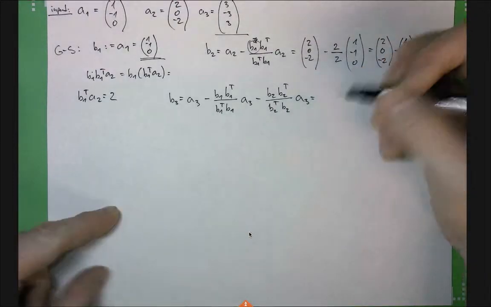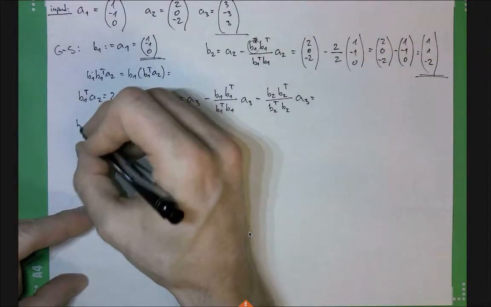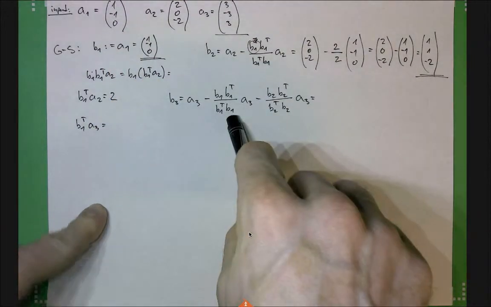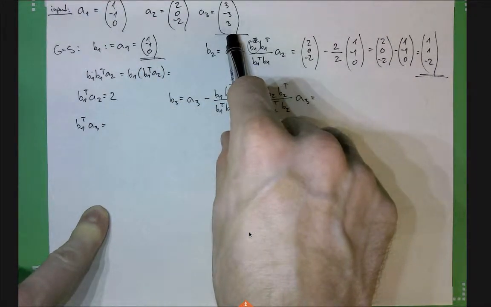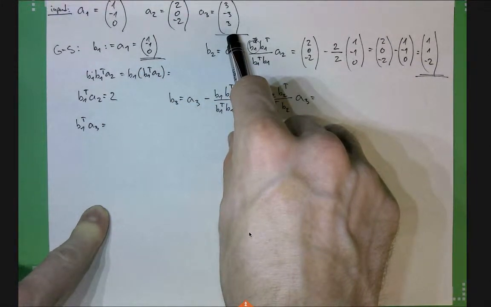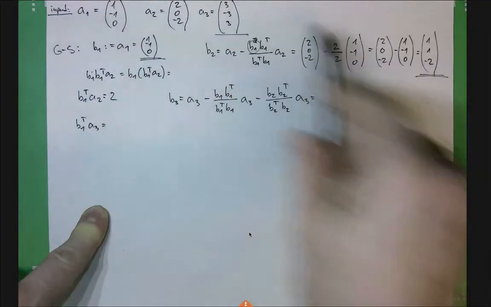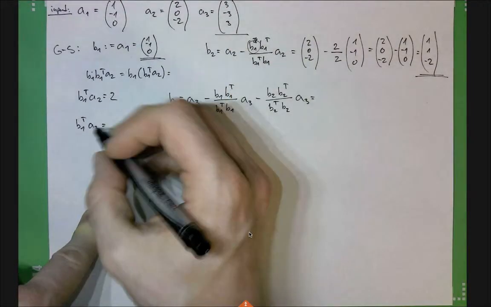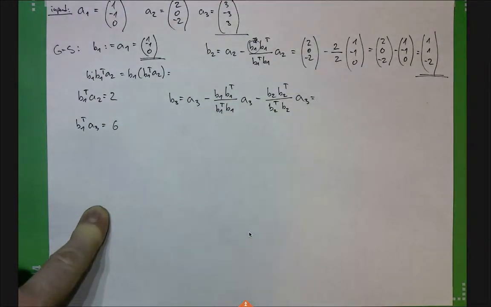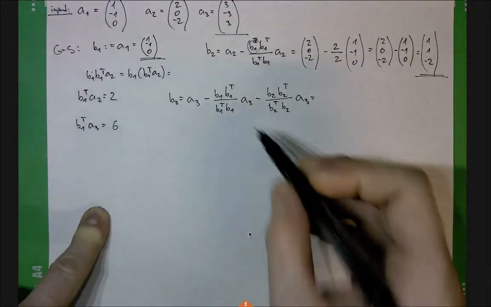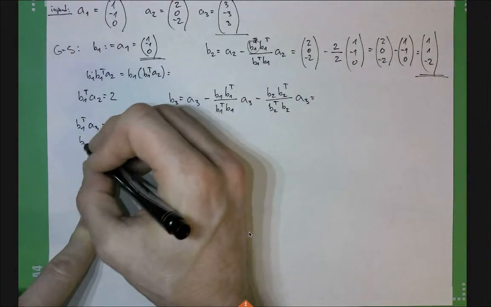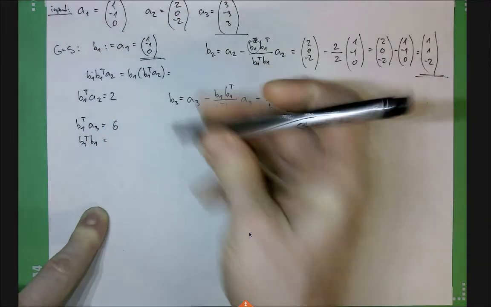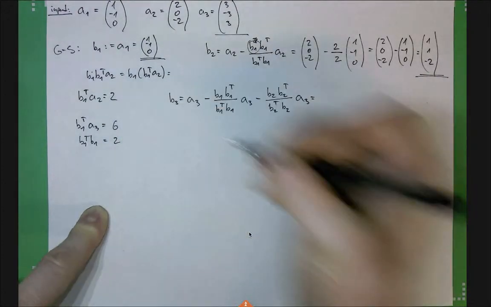So if we plug in, let me first compute the dot product here. So the B1ᵀ A3, how much is it going to be? Help me. B1ᵀ A3. So I think it's going to be 6. Do you agree? And B1ᵀ B1, I think I already had there somewhere. Let me write it again. B1ᵀ B1 is still 2, right?